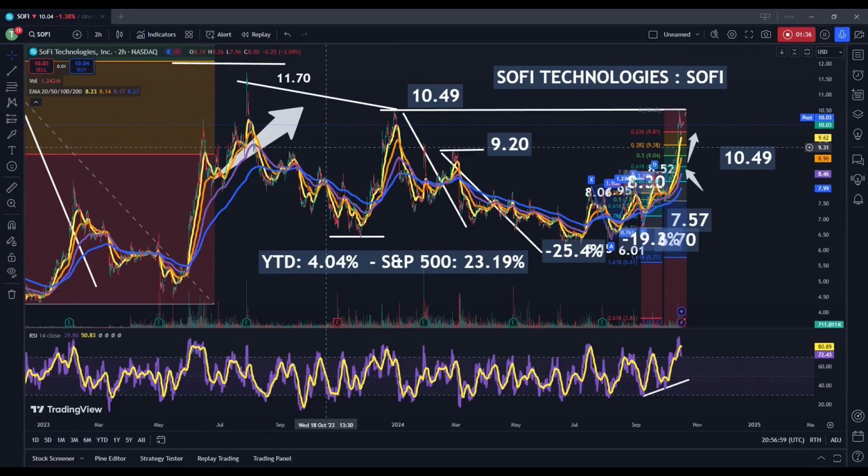We could see a little bit more momentum generated here if we do see short positions that close or are stopped out right around that 10.50 area. So here's the current stock market update for SoFi Technologies, stock ticker SOFI.